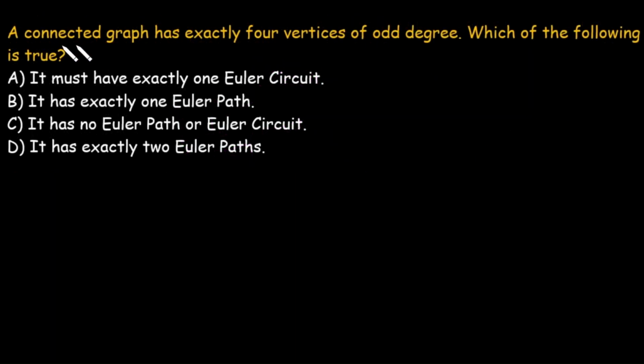Next, a connected graph has exactly 4 vertices of odd degree. Which of the following is true? Now we have 4 vertices of odd degree. Does it have an Euler path? No, because in the case of an Euler path, we need only 2 vertices of odd degree. For the Euler circuit, the condition is that the degree of each vertex is even rather than odd. It means it has neither an Euler path nor an Euler circuit.